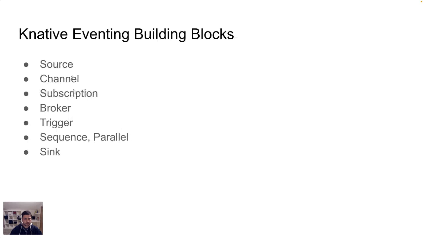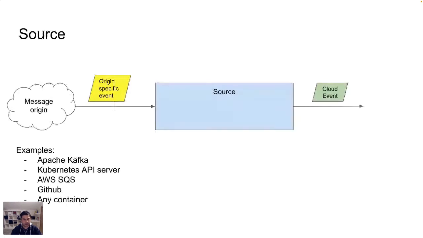So these are the building blocks. We have sources, channels, subscriptions, broker, etc. I will talk about these in a moment. But to start with, let's take the simplest one, which is the source. What a Knative source does is it gets a message from a message origin, such as Apache Kafka, the Kubernetes API server itself, AWS SQS, GitHub, or pretty much any container you have. So you can have your legacy containers acting like event sources.